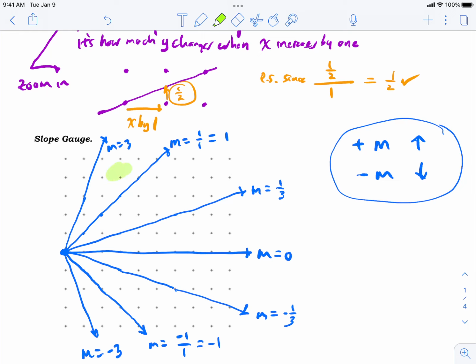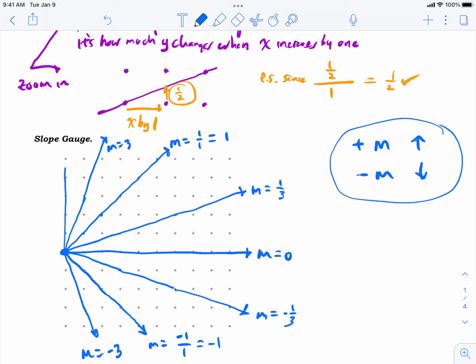So somewhere in between here is a slope of 2. Somewhere in between here is a slope of fractions that are bigger than a third and less than 1, half, 2/3, whatever, and so on. So it gives you an idea of, if somebody gives you a slope number, you can sort of get a quick idea of where it is. And one last one to draw.